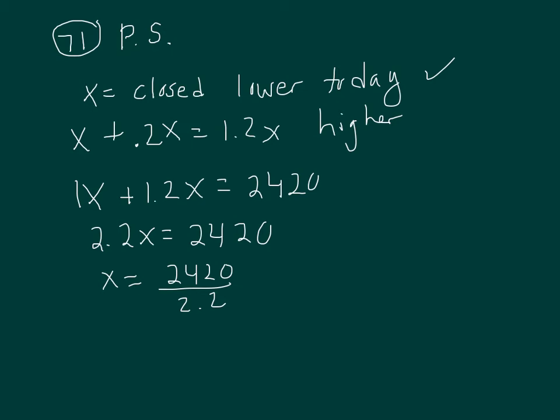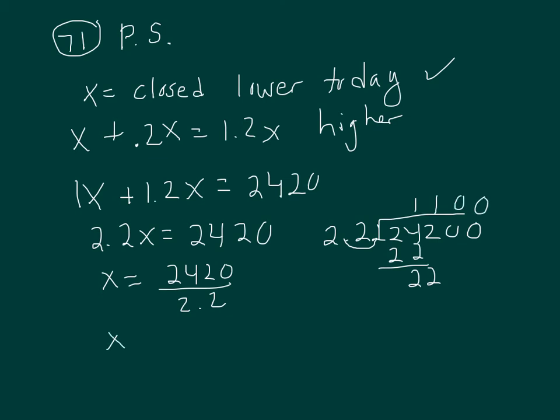I think it would be just as quick for me to do long division. So I'll do 2.2 into 2420, but you want that decimal to be on the far right. That means I've got to add another 0. So watch, this goes easy. 22 goes into 24 once. That's 22. 22 goes into 22 once, and that's going to be 0, 0. So x is 1100. But you've got to remember that that's the number that closed lower.